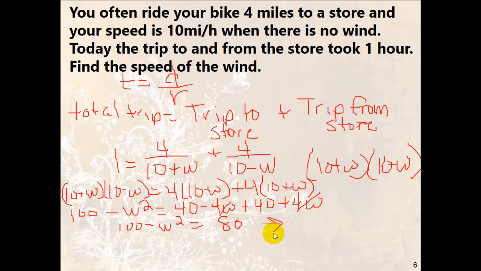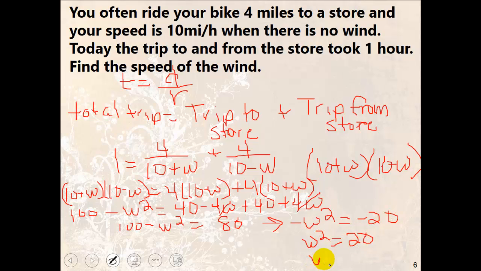I'm going to keep moving this way. I'm going to move my 100 over, so I get negative W squared is equal to negative 20. I'm going to multiply through by negative 1, and I get W squared is equal to 20, and then W is equal to plus or minus root 20, but we wouldn't have negative wind. So we're just going to take the positive value. So that is 2 root 5, which is roughly equal to 4.5 miles per hour. You can just plug that into your calculator.